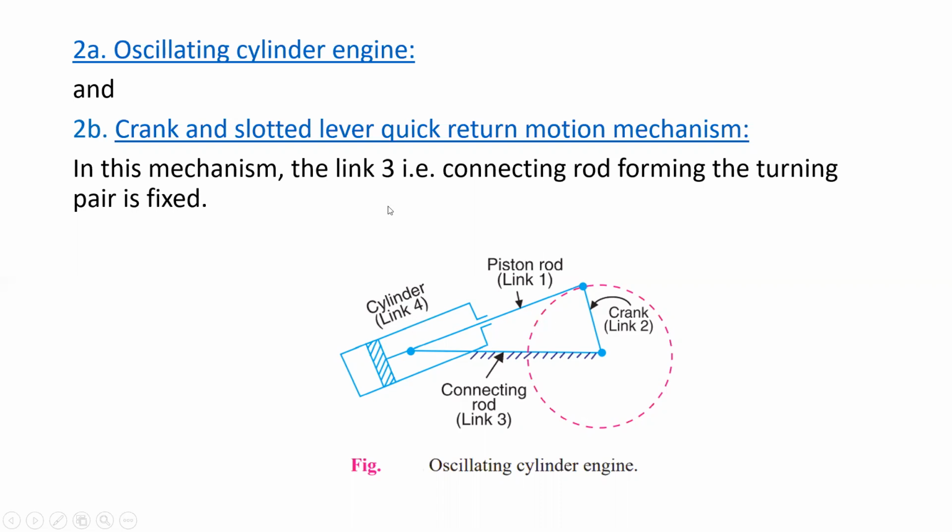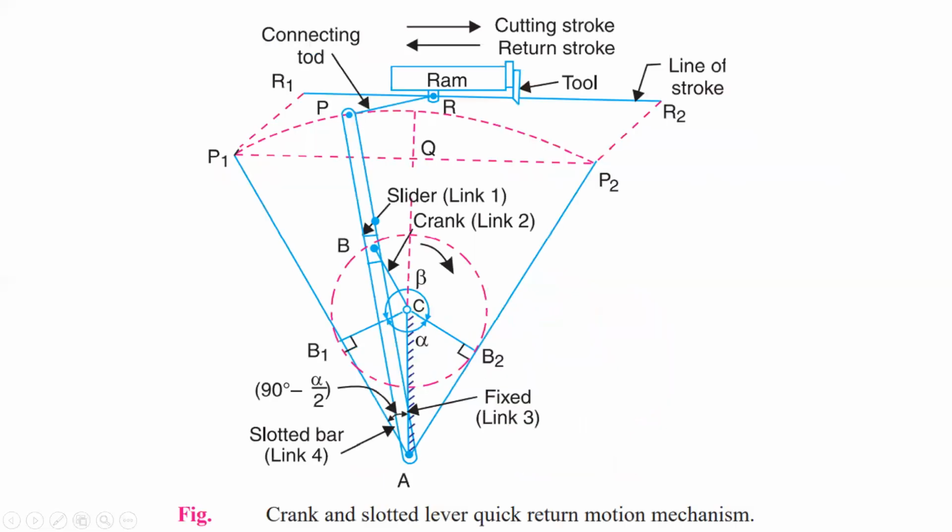The second is the crank and slotted lever quick return motion mechanism. It is also the same inversion, when you fix link 3, that is your connecting rod. Whatever motion of the cylinder you are getting, you can utilize that motion to convert it into a crank and slotted lever mechanism of your shaping or slotting machine. The arrangement is like this.